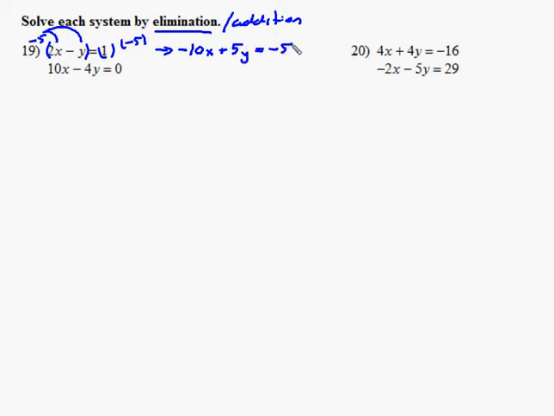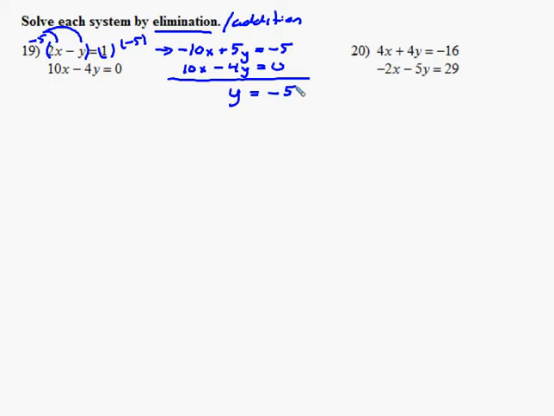And then I'm going to keep this bottom equation the same. Then I'm going to add one equation to the other. This is why sometimes it's called addition. And we get -10x plus 10x is 0. And that's what we want. We don't want the x value anymore, and that's why it's called elimination sometimes, because we just eliminated the x's. 5y minus 4y is simply y. And then -5 plus 0 is -5. So we just found the y value is -5.